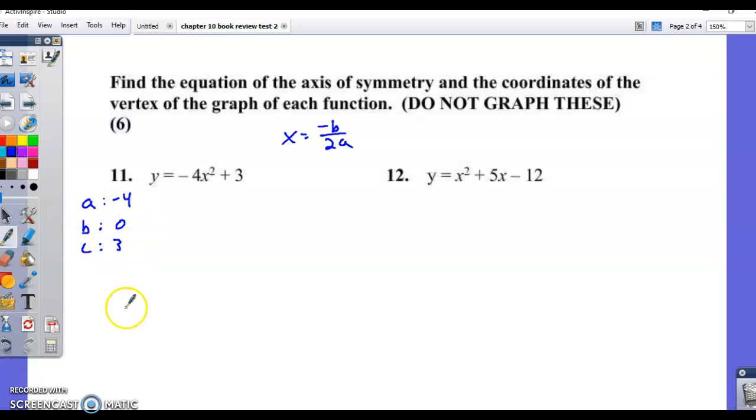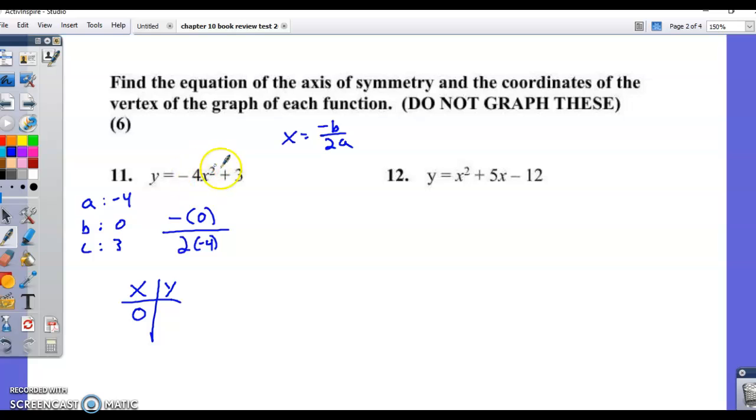And again, we just need a and b. So I'm going to use the negative b over 2a. So negative b over 2a. It's going to give me my x value. So my b is 0, negative 4. So my x value, we know, is going to be 0. 0 divided by negative 8.